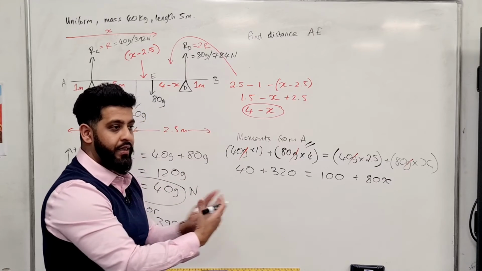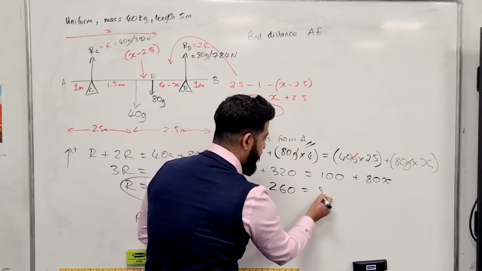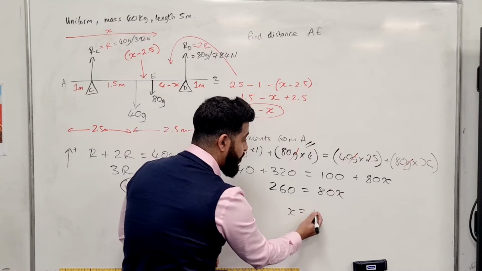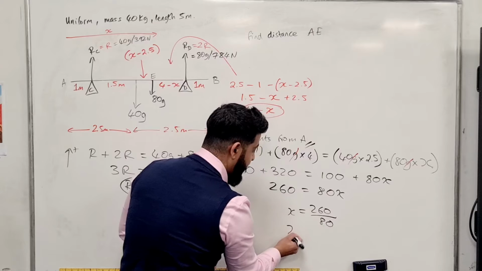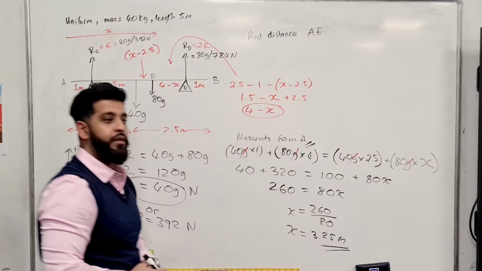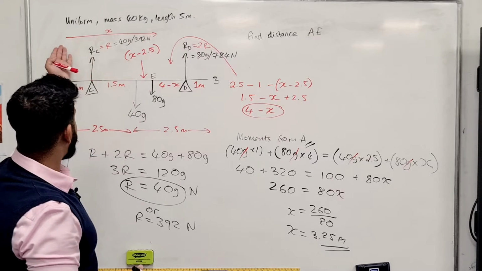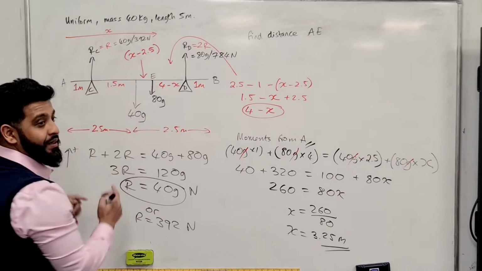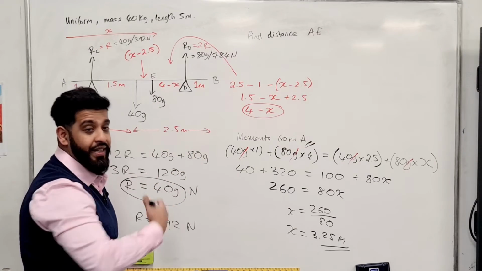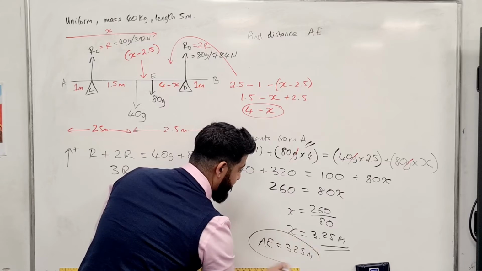Now we just collect all the like terms. So you do 40 plus 320 and then take the 100 over, 260 is equal to 80x, and then you're going to divide by 80 on this side. So we're going to have x is equal to 260 divided by 80. So x is 3.25 meters. Right. So we have found the value of x, and x also happens to be the distance A to E. So that's why strategically we labeled it like that, so we can just find x once and it is our answer. So A to E is also 3.25 meters.